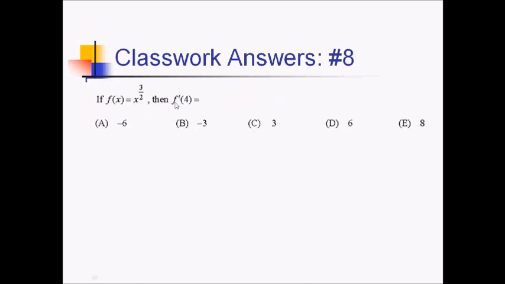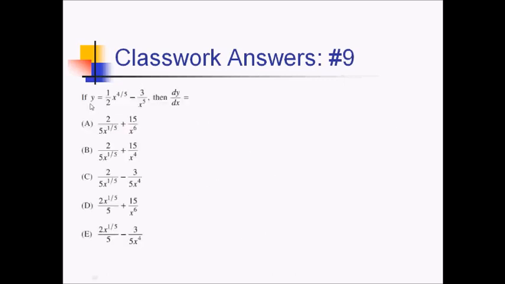For this problem, I'm given x to the 3 halves as my f function, and I want f prime of 4. So I just need to take the derivative of this thing and then plug 4 into it. So the derivative of this, just using my power rule, that's going to be 3 halves x to the 3 halves minus 1, so that's 1 half. So if I plug 4 into this, this is really just 3 halves times the square root of 4. 3 halves times 2 is just going to be 3, so choice C.